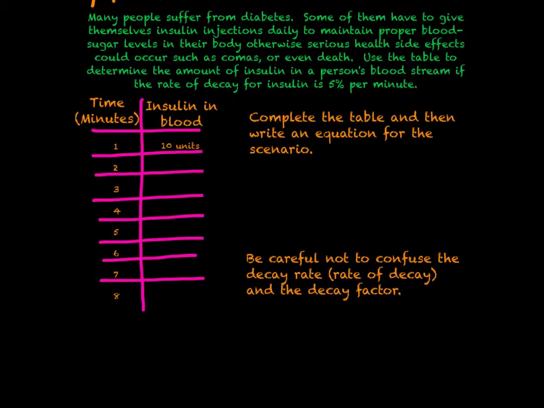So here we go. We have time in minutes, and we have 1 through 8 minutes, and we need to look at the insulin in the blood. It says in here that we have a rate of decay for the insulin of 5% per minute. So if we think about what it meant for rate of decay as its definition, 5% per minute means that whenever a minute goes by, 5% of that medicine leaves my body or it has been used.